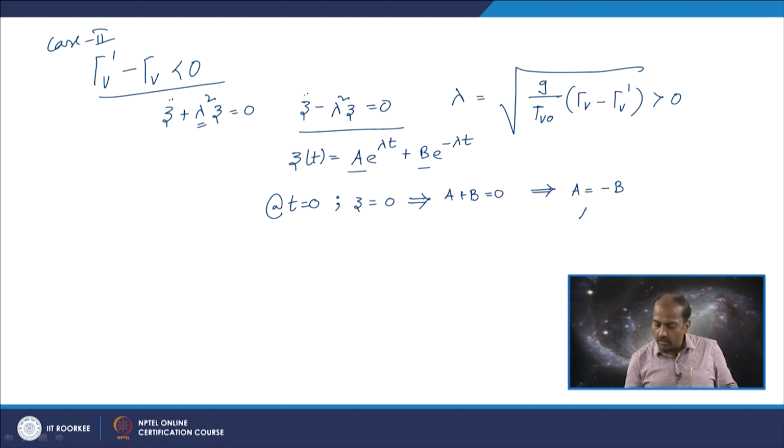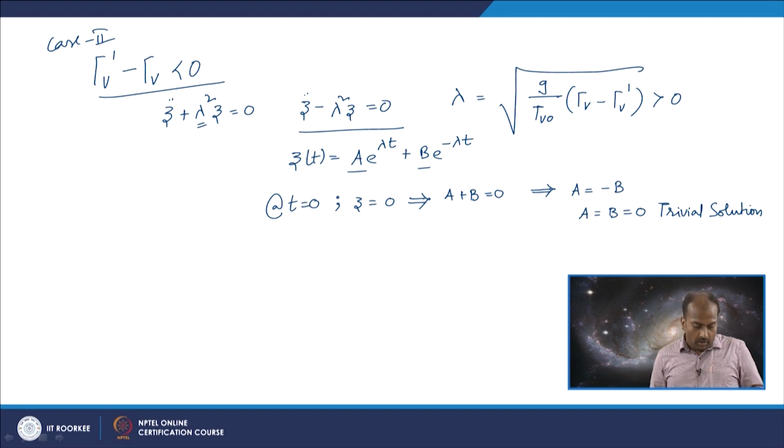Can we say that it has to be A equals B equals 0? We can actually say that mathematically it is true, but this will lead to what is called a trivial solution. A trivial solution won't tell you any information about the nature of motion, right. So, we should always discard the trivial solution. So, let us say A is of course not equal to 0.